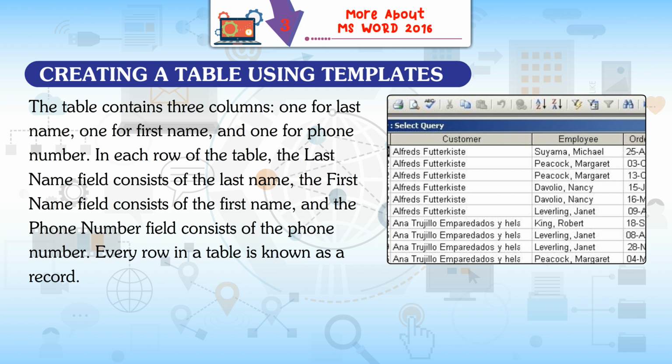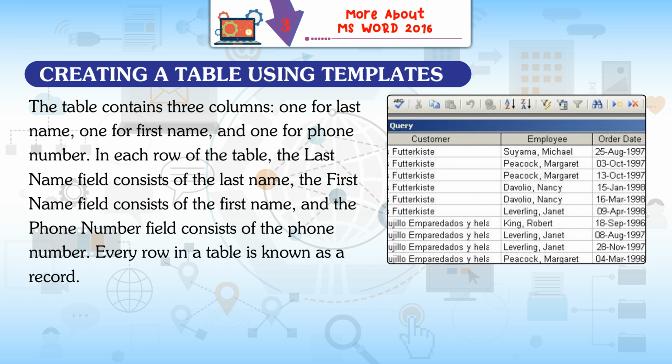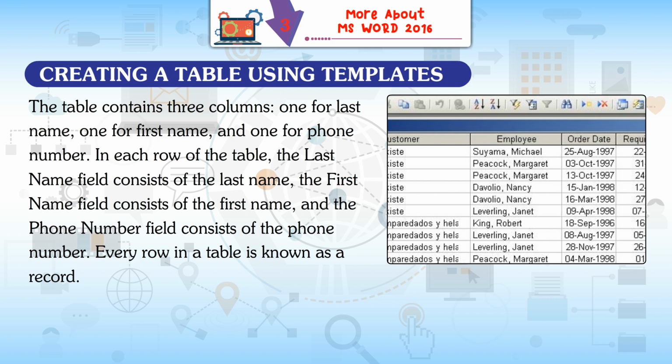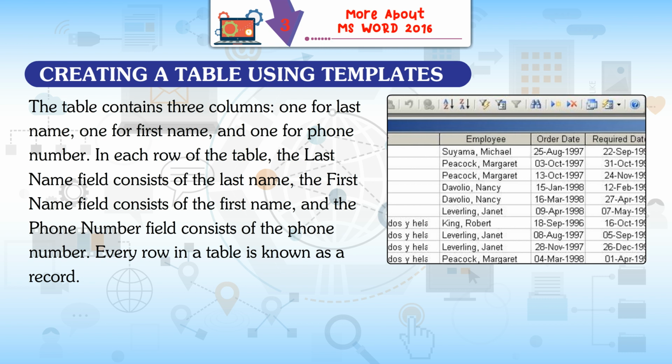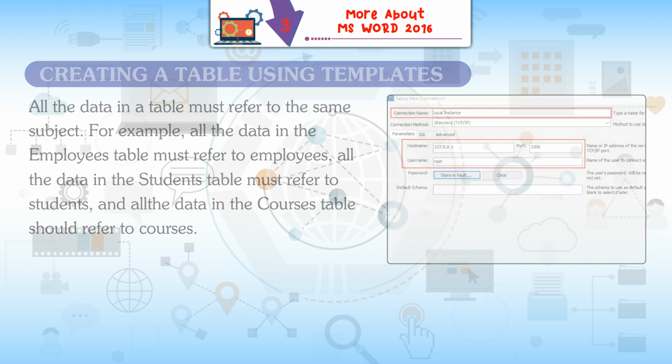In each row of the table, the last name field consists of the last name, the first name field consists of the first name, and the phone number field consists of the phone number. Every row in a table is known as a record. All the data in a table must refer to the same subject. For example, all the data in the employees table must refer to employees. All the data in the students table must refer to students. And all the data in the courses table should refer to the course.